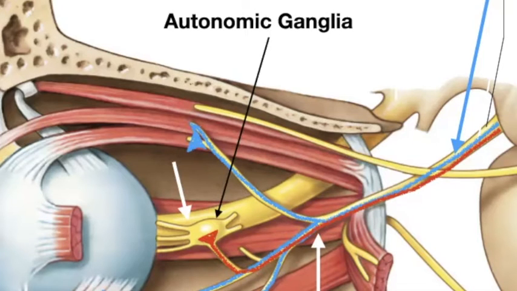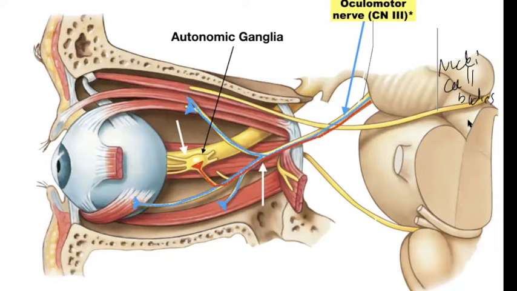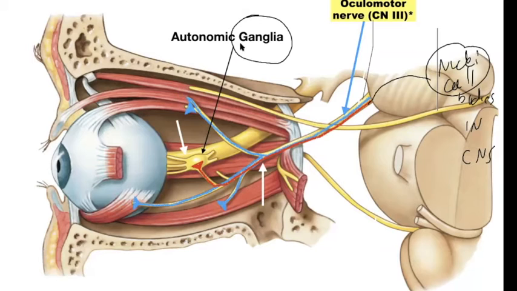Remember, the motor nuclei were the cell bodies in the CNS, the nuclei controlling that nerve. A ganglia is another group of neuron cell bodies outside the central nervous system. So this is right near your eyeball right here. It's a group of cell bodies. And if this is the autonomic ganglia, this is the preganglionic neuron and the preganglionic fiber going into this ganglia.